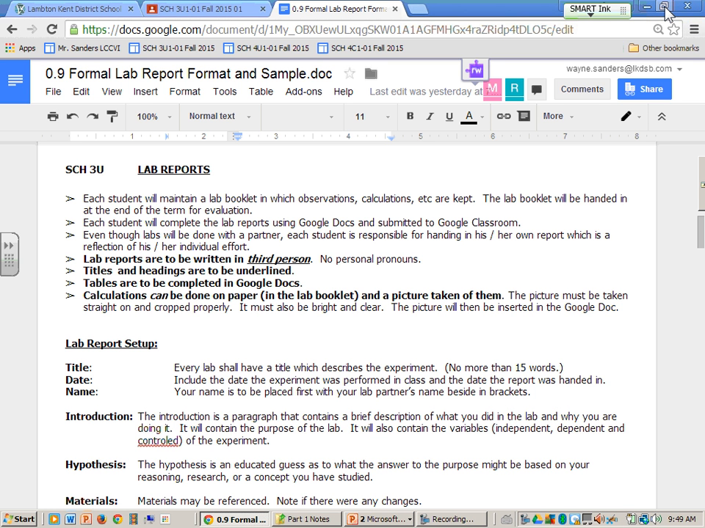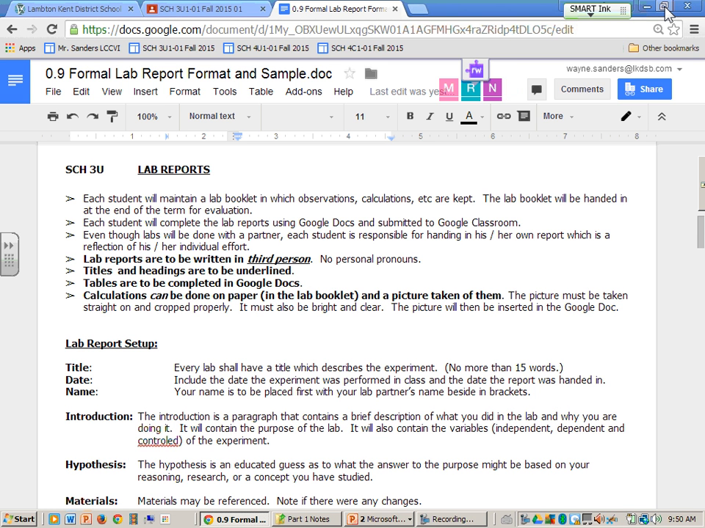Okay. So lab reports are going to be done in Google Docs, obviously, because we're using Google Classroom. So it says there, each student will, let's come back to this for a moment. Each student will complete a lab report using Google Docs and submit it to Classroom. Even though the labs will be done with a partner, each student is responsible for handing in his or her report that is a reflection of their individual efforts. You'll be working with a lab partner, and you'll be working as a team, all right?